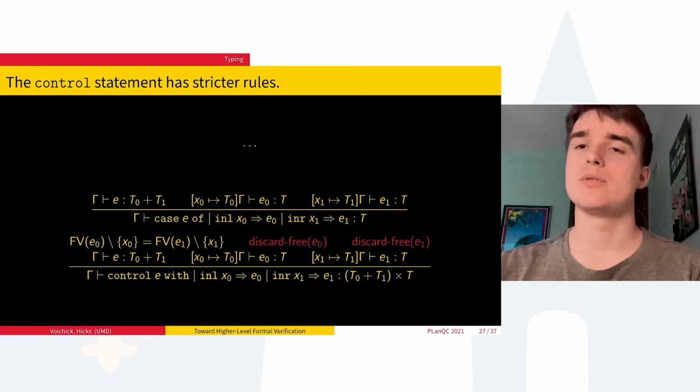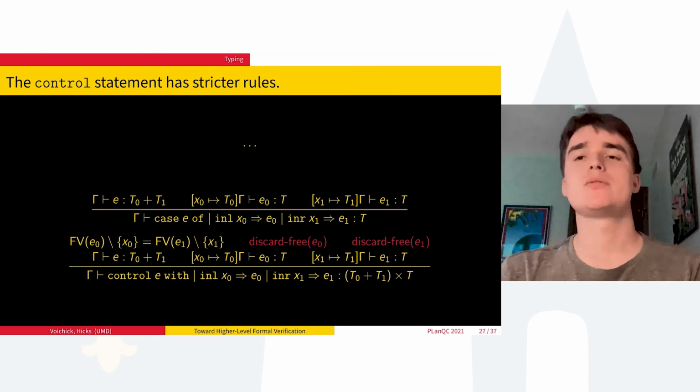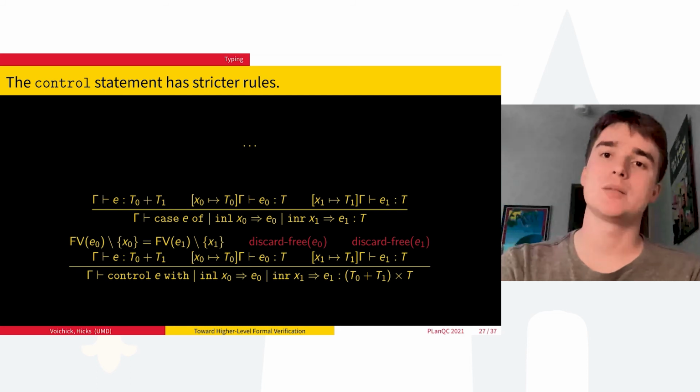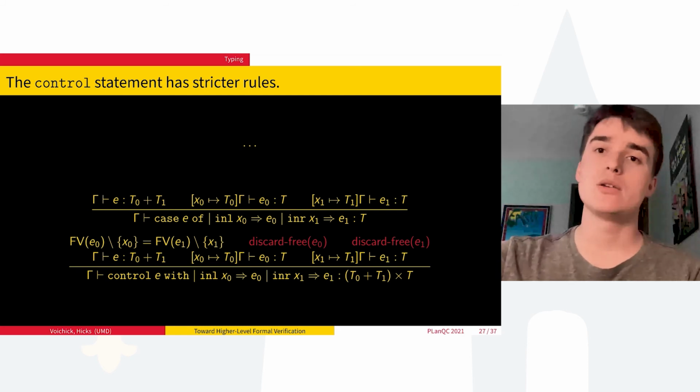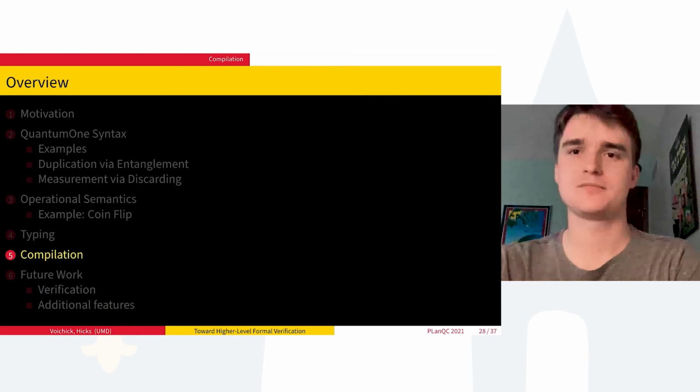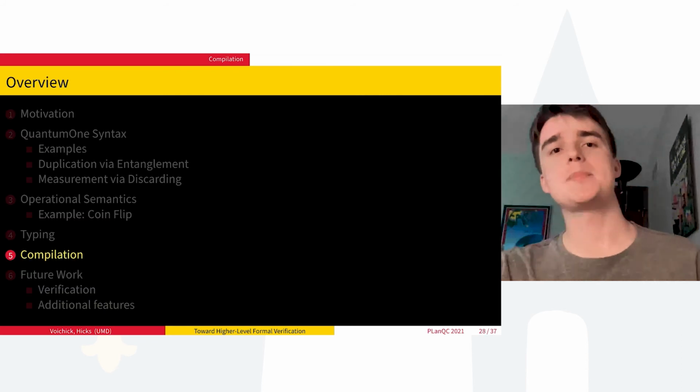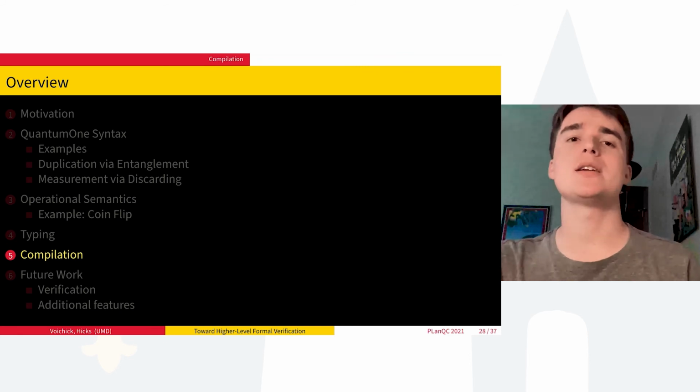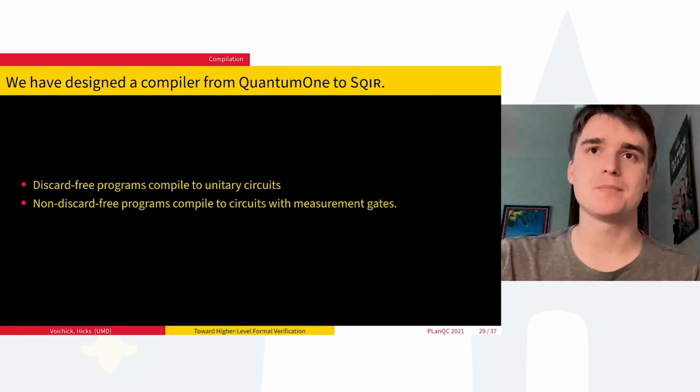I won't go through the whole details of how this discard-free relation is defined, but you can look at our paper. It's essentially what you would expect. Whenever a variable is created, it has to be used. We've now discussed the typing relation of this language and can now talk a little bit about compilation.